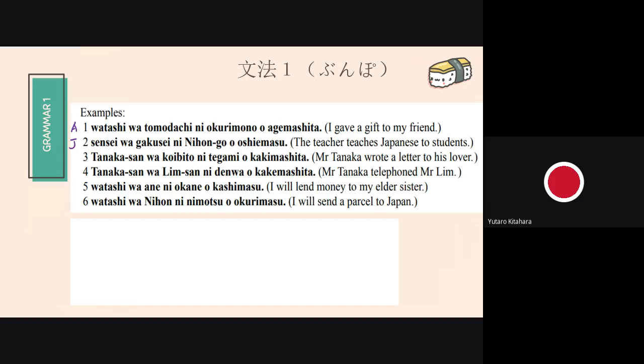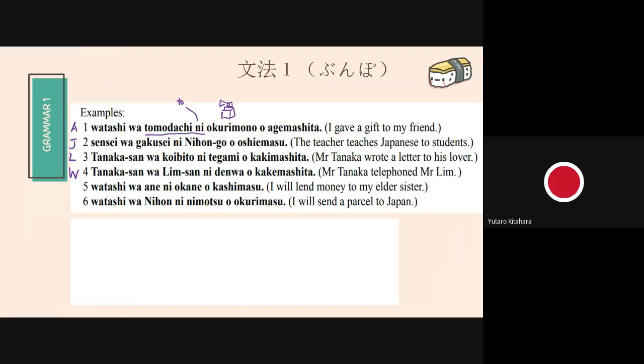Whenever you're ready: Watashi wa tomodachi ni okurimono wo agemashita. Okay, very good. Okurimono wo agemashita. Okurimono is what? Present, right? We saw just now. Give present to friend. Tomodachi ni is to friend. Ni is to. Okay, very good.